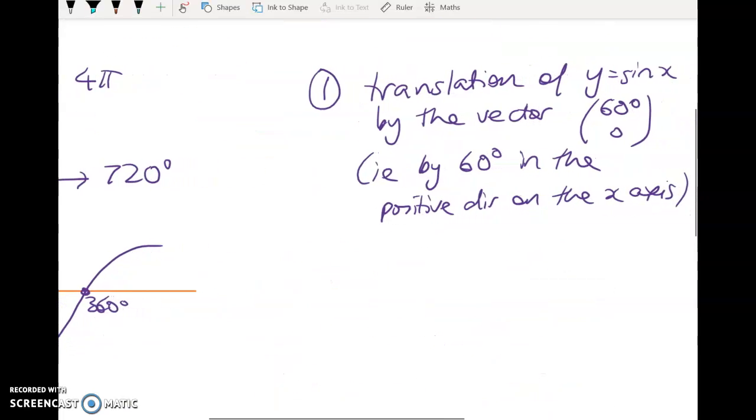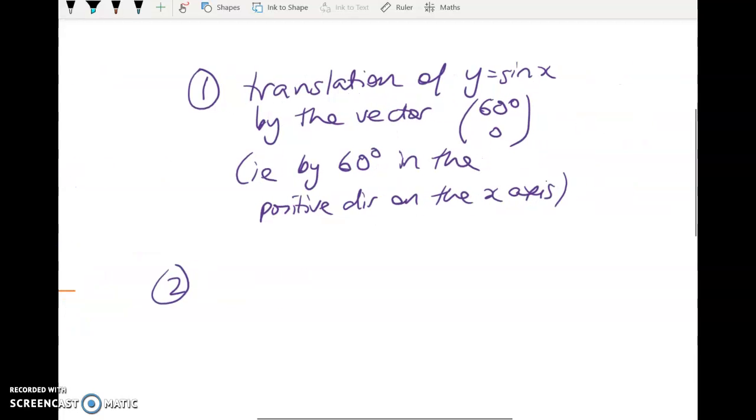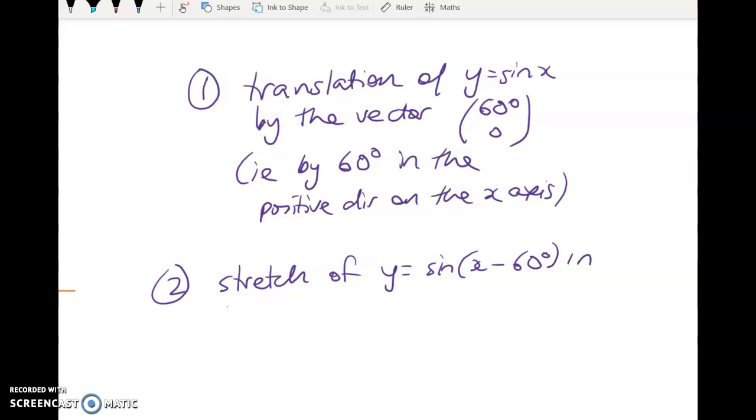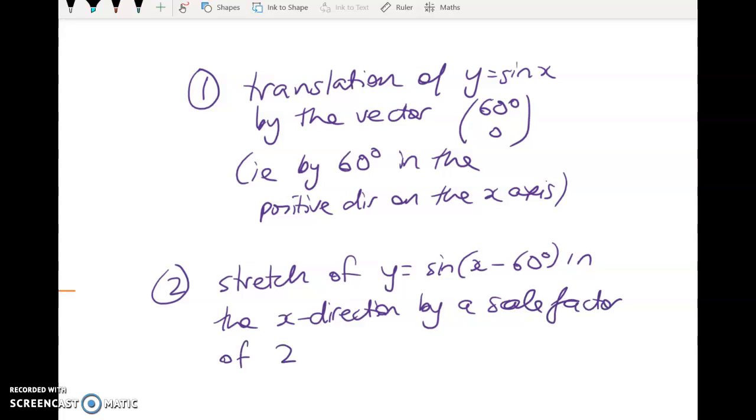And that means, how do I write that? Well, it's a stretch of y equals sine of x minus 60 degrees in the x direction, or in the direction of the x-axis. And we have to give the scale factor: a scale factor of 2. Not by 1/2, because when we say scale factor of 1/2, that suggests we're getting it more squished, but we're doing the opposite. So the scale factor is always going to be 1 over the thing.